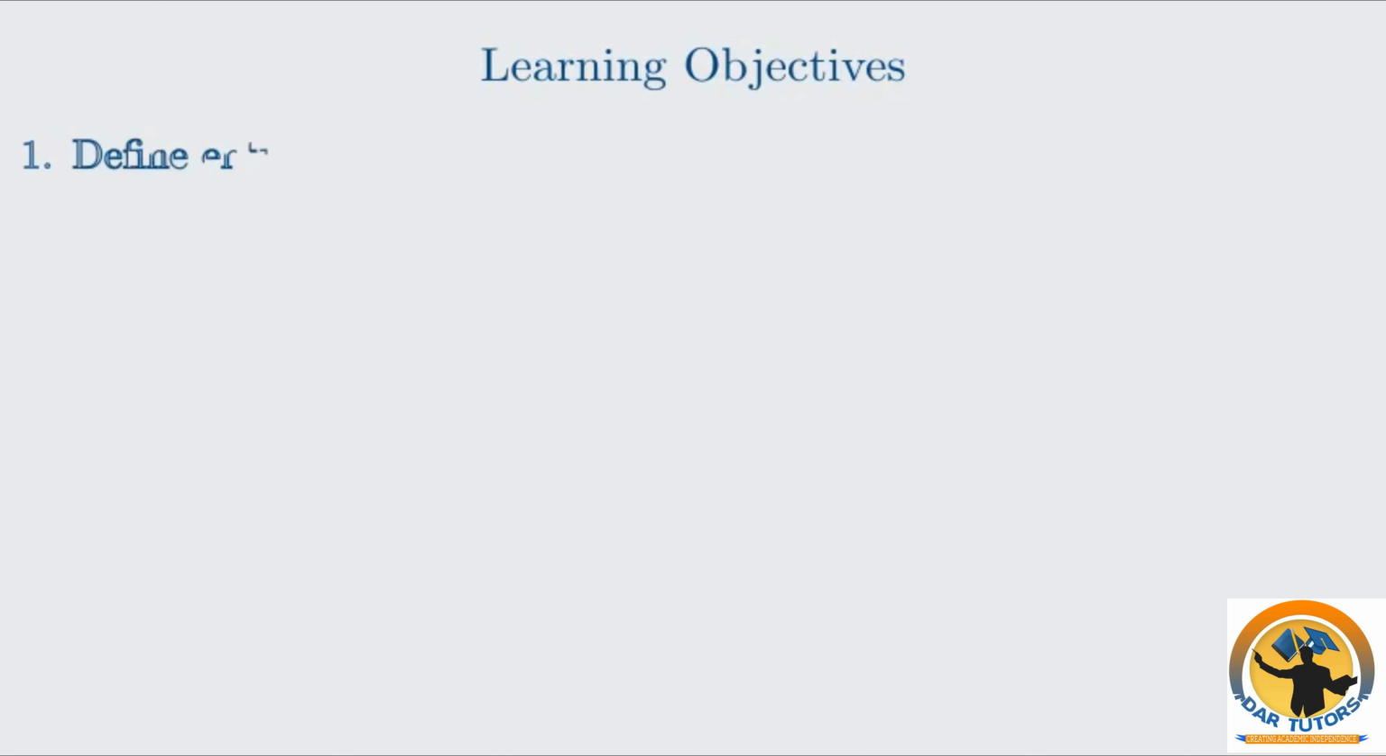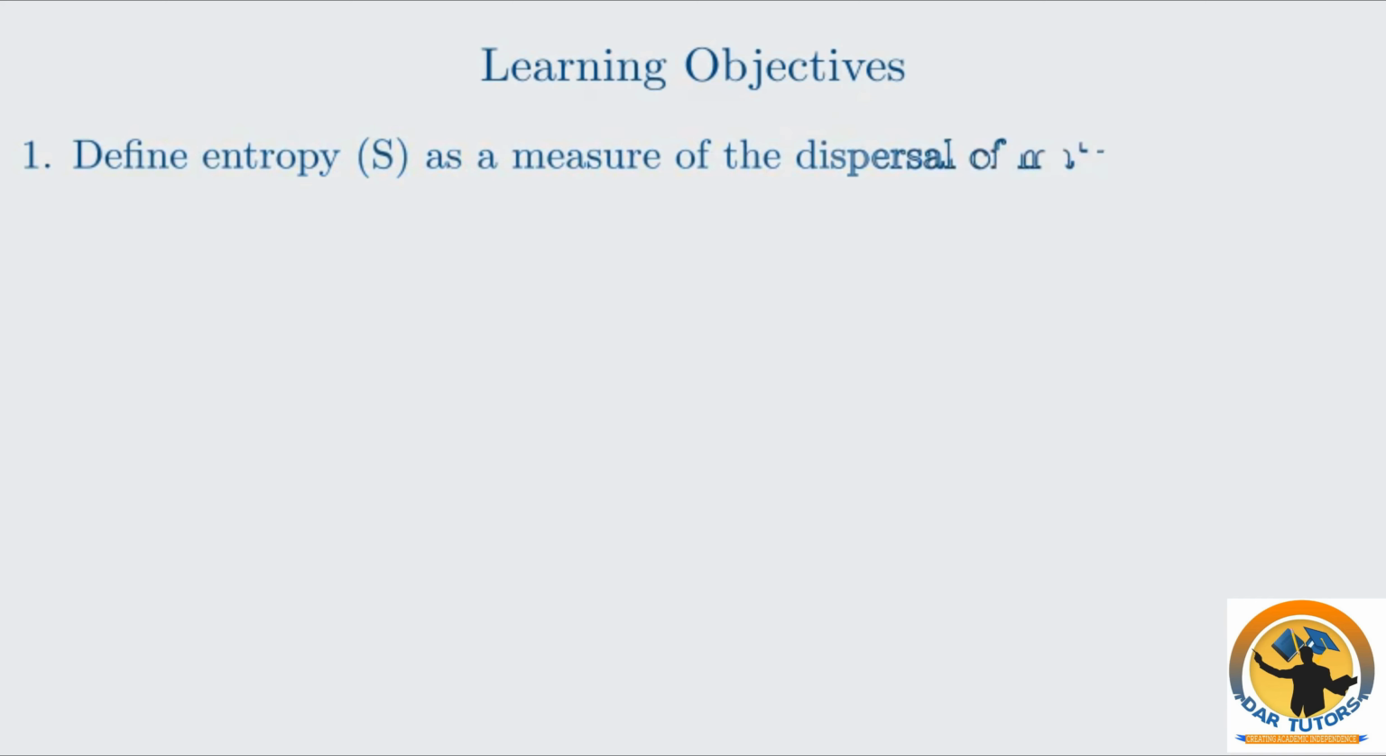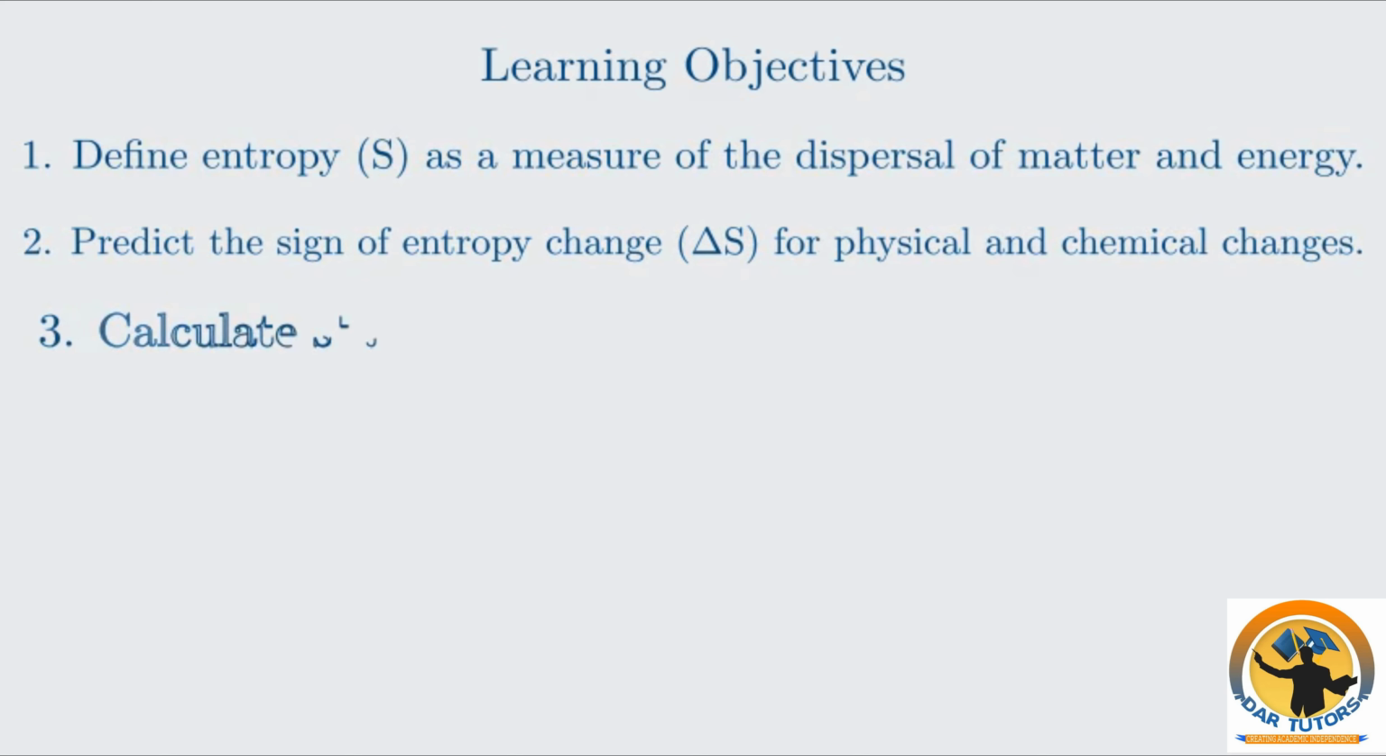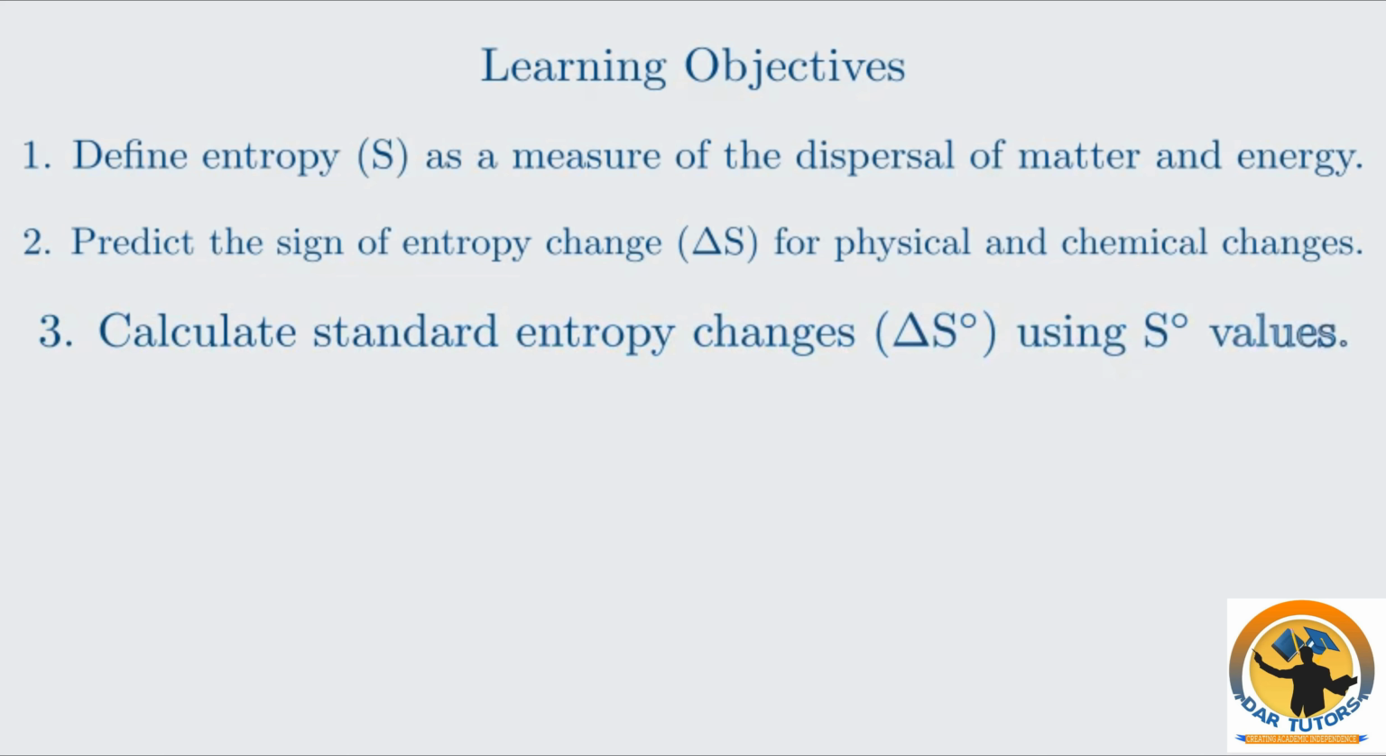First, you will be able to define entropy as a measure of the dispersal of matter and energy. This statistical understanding is crucial. Second, you will be able to predict the sign of the entropy change, delta S, for a variety of processes based on states and stoichiometry. Third, we'll learn to calculate the standard entropy change for a reaction using standard entropy values.